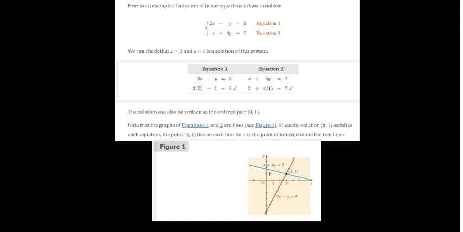There we go. Okay, so we see our example of a system of linear equations. It says we can check that x equals 3 and y equals 1 is a solution, and we can check that by plugging them in. Then it says the solution can also be written as the ordered pair (3, 1), because 3 is the x part and 1 is the y part, which we see here. We can also see that (3, 1) is where they intersect on the graph. Again, the blue line is x plus 4y is equal to 7, and the red line is 2x minus y is equal to 5, and where they intersect, (3, 1), is the solution of those equations. And of course, we'll delve deeper into that in a moment.